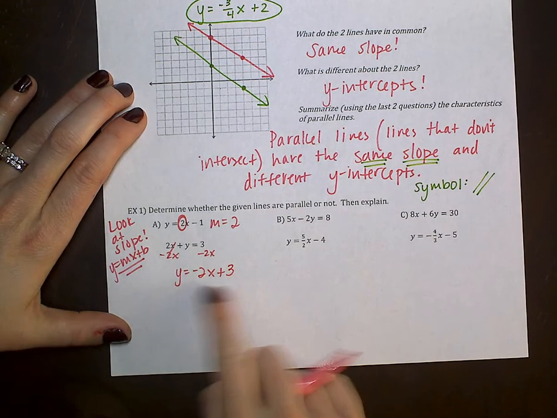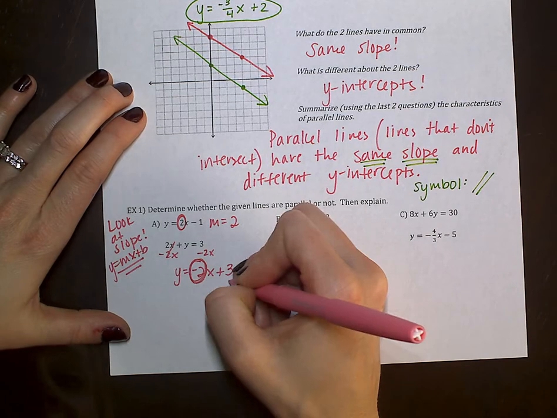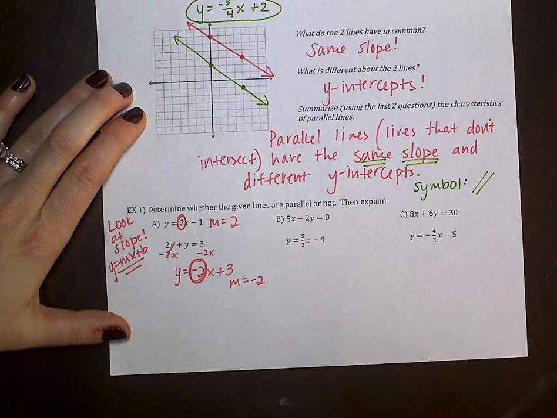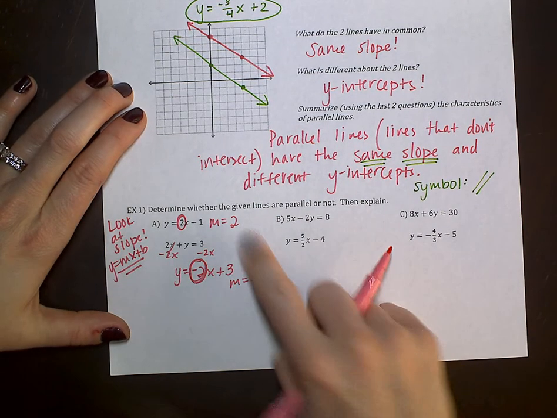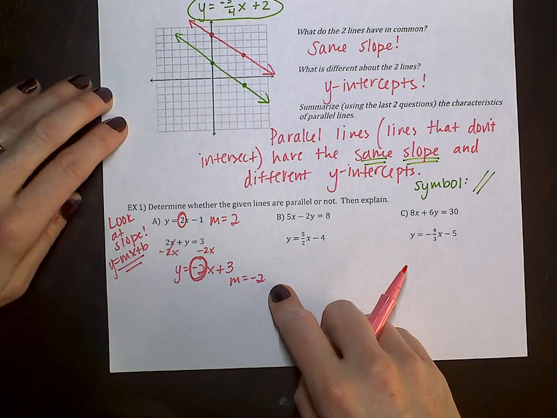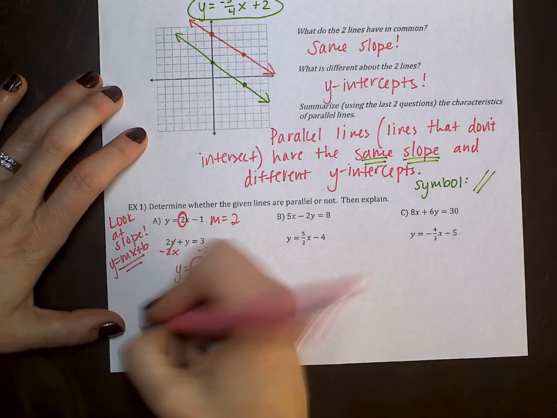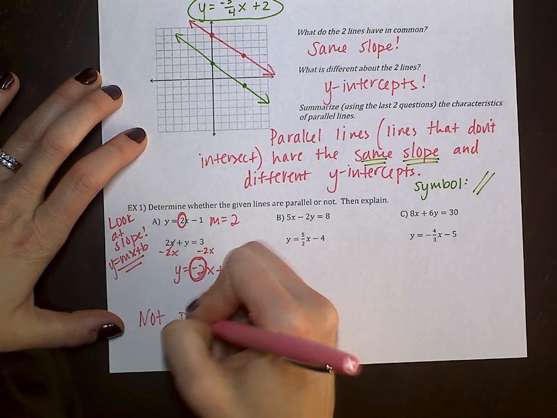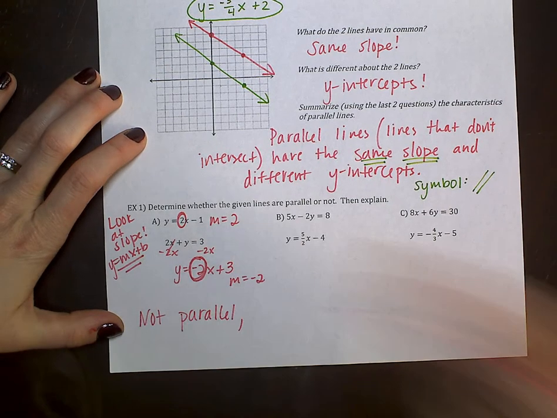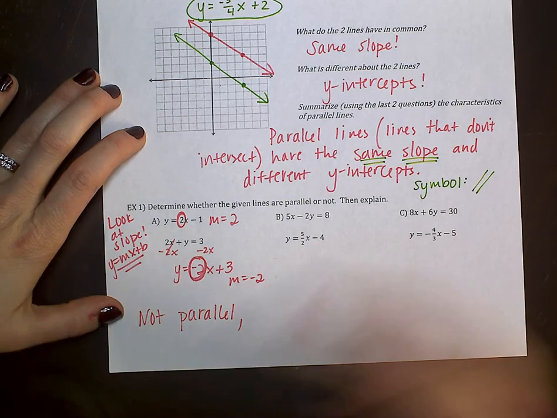Now if I look at it, okay, I see that the slope is negative 2. So obviously, if the slopes are not the same, I mean, sure, they're both 2's, you guys, but 2 and negative 2 are totally different numbers. So these are not parallel. And if I have to explain it, I could just say they have different slopes.